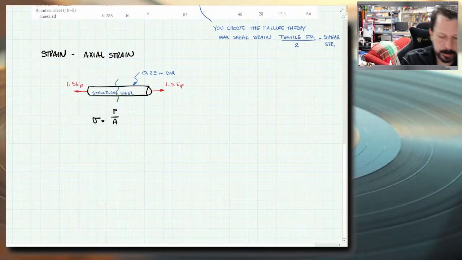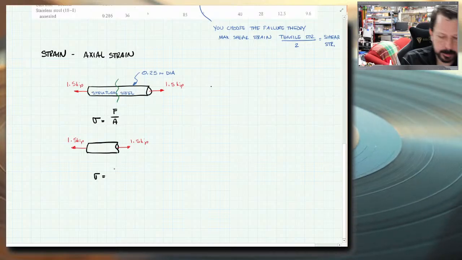When we cut this guy apart and look inside here, I only have this 1.5 kips applied to the left. So the inside only has 1.5 kips. So the internal force is 1,500 pounds. It's not the 3,000 that your intuition wants to make you think it is. So we can say sigma is 1,500 pounds.